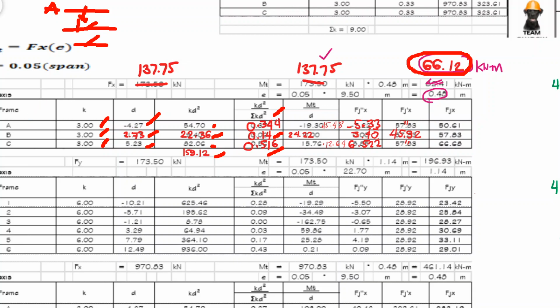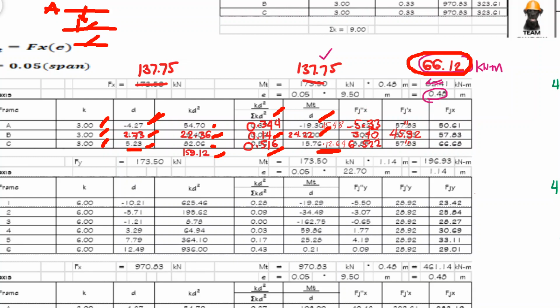Divide by D. So 66.12 divided by negative 4.27, you have negative 15.48. Then 66.12 divided by 2.73, you have 24.22. Then 66.12 divided by 5.23, you have 12.64.